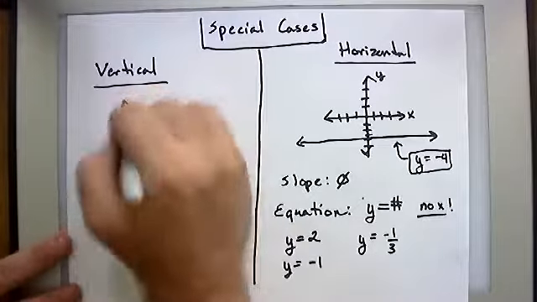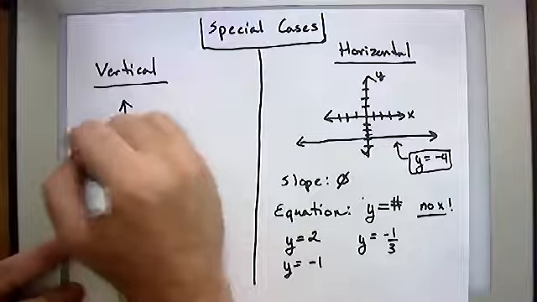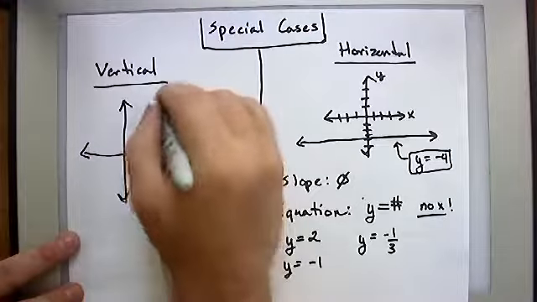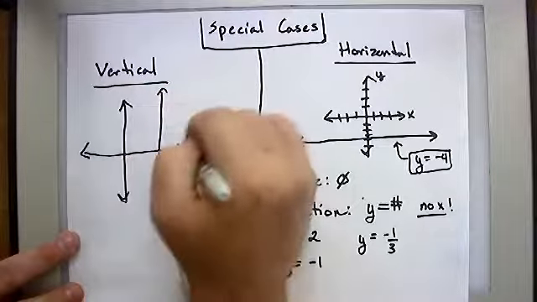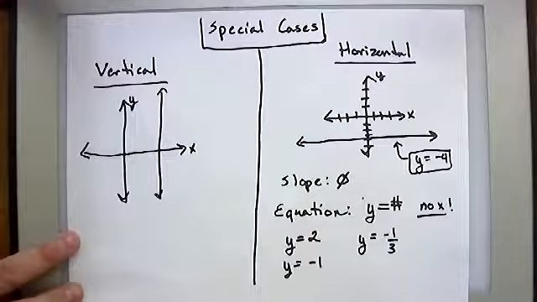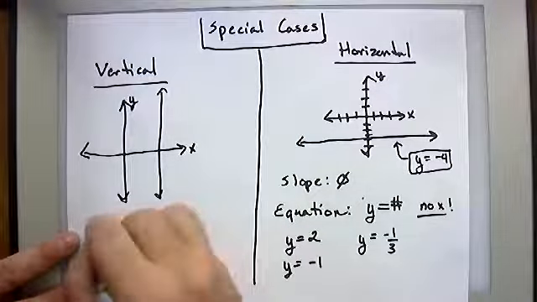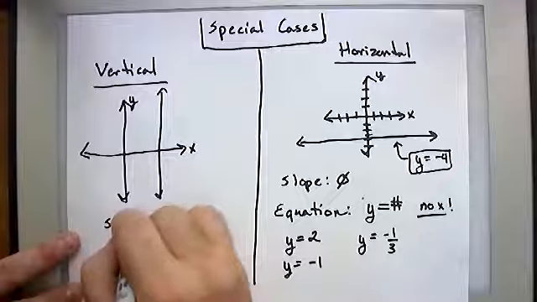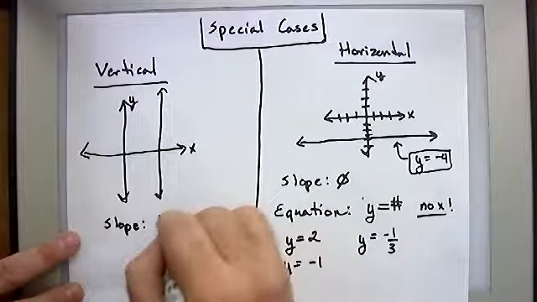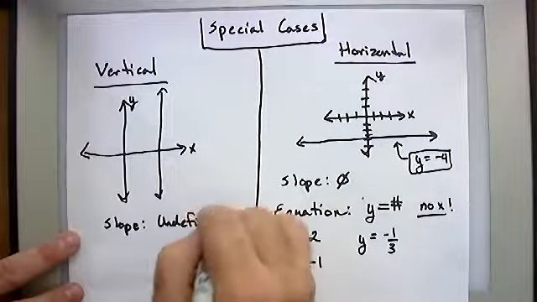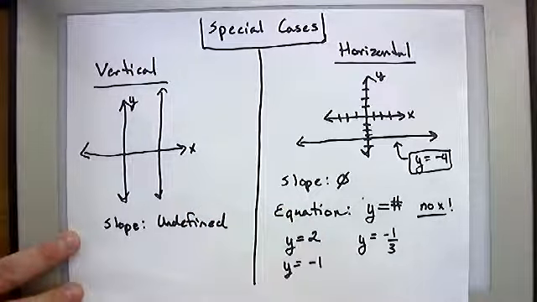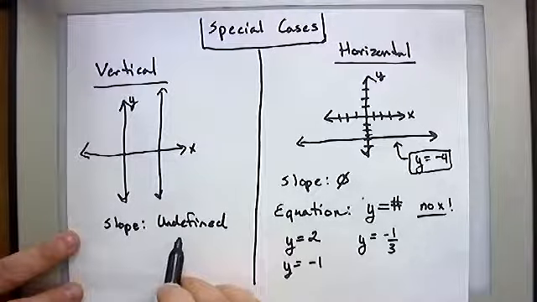Vertical lines, just so we have a visual idea of what they look like. Something like this, right? Up and down. They have the slope that is called undefined. Do not say does not exist. That's not correct. I don't want to teach you bad habits. It does have a slope, it's just undefined. We say it is undefined, not non-existent. So be clear about that.